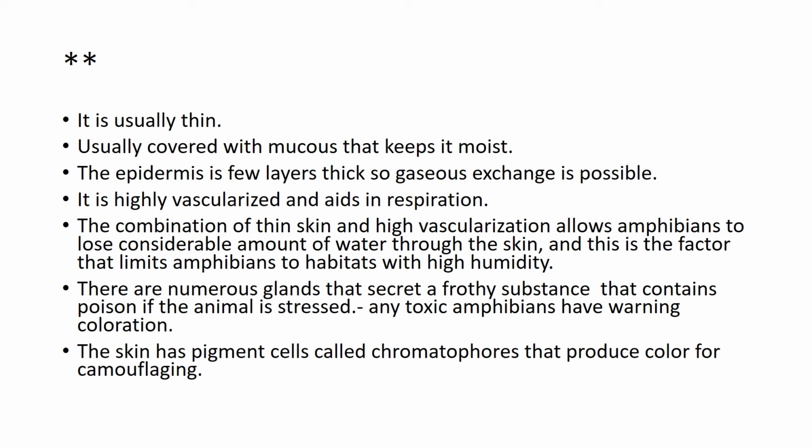So there are numerous glands that secrete a frothy substance that contains poison if the animal is stressed. Let's say, for example, a frog. If you touch a frog and you stress it, it will secrete a poisonous frothy substance that will maybe irritate your skin. So toxic amphibians have warning coloration, like for example those frogs.